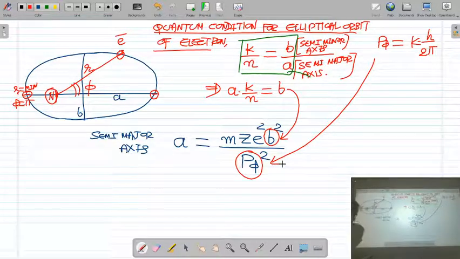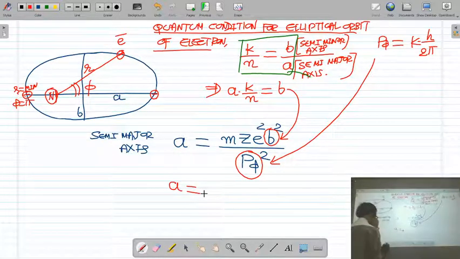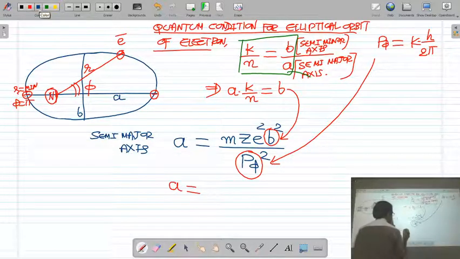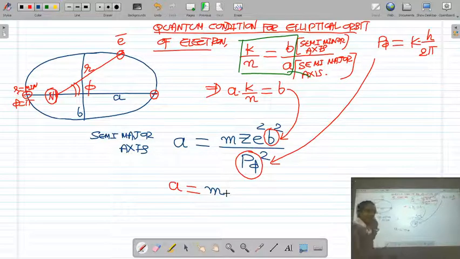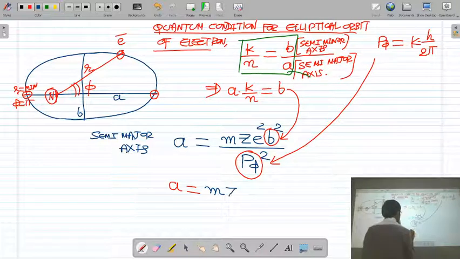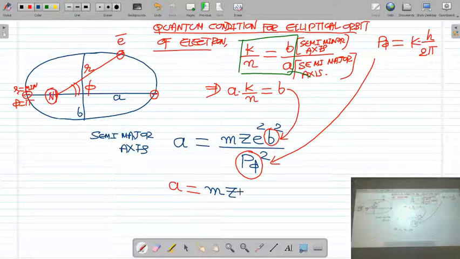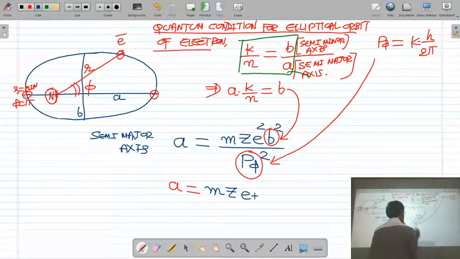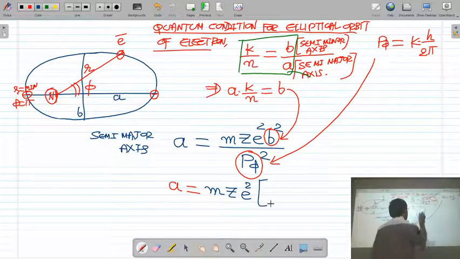Next, the semi-major axis of the ellipse A is equal to, you should know each and every term. M is the mass of the electron. Z is the atomic number of hydrogen. In case of hydrogen, the atomic number is 1. E square is the charge of the electron. Okay, and now I put the value of B.